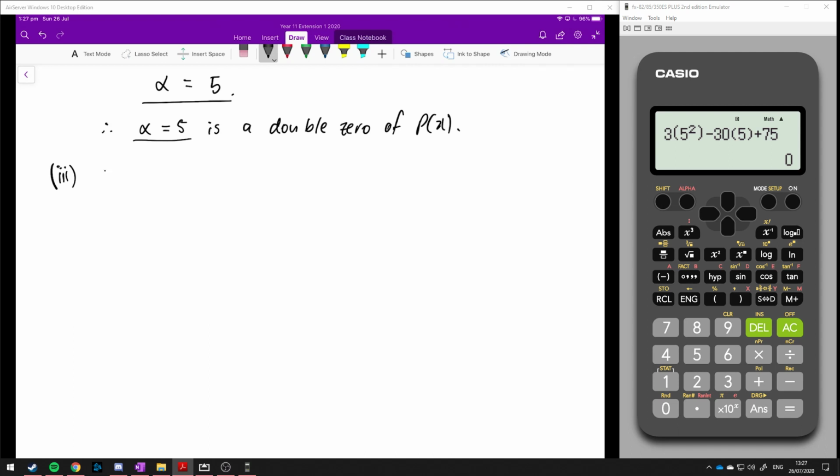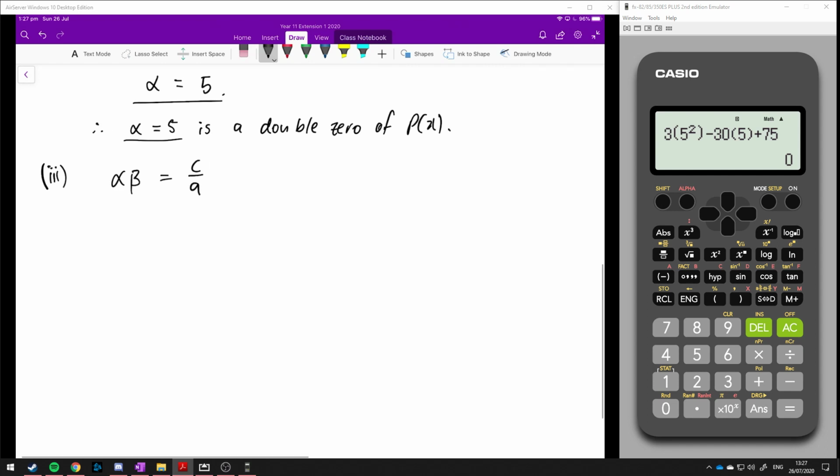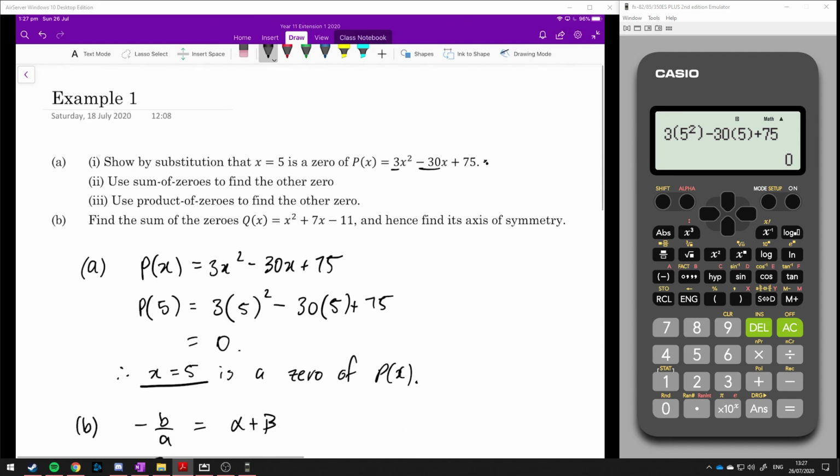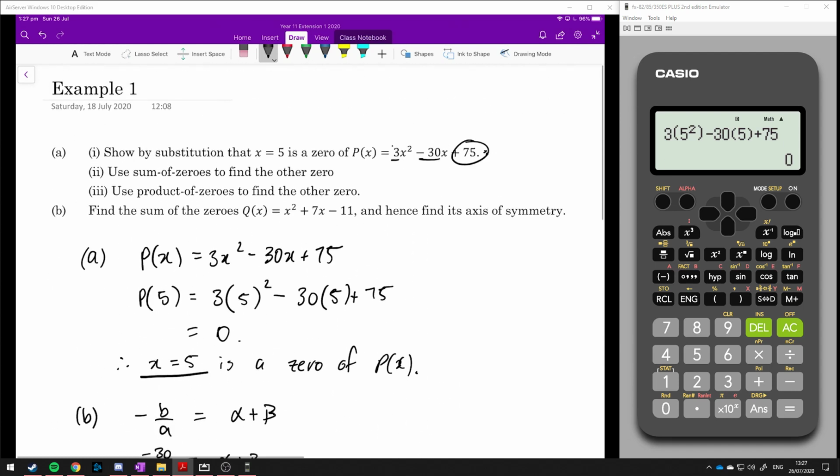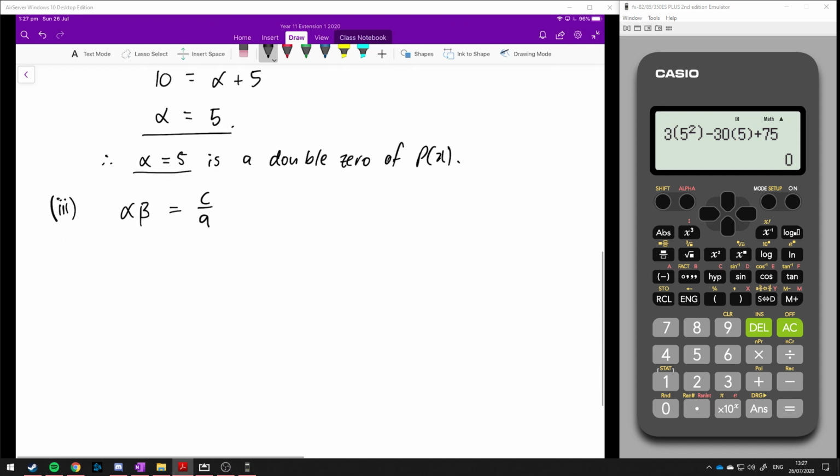So for part C, we have the product of the roots is equal to c on a. So that is the constant term divided by the leading coefficient. So in this case, it's 75 divided by 3. So we're going to rewrite this as alpha beta is equal to, and I can even write over here, c is equal to 75, a is equal to 3. So 75 on 3, so the product of the roots, I should say, is equal to 25.